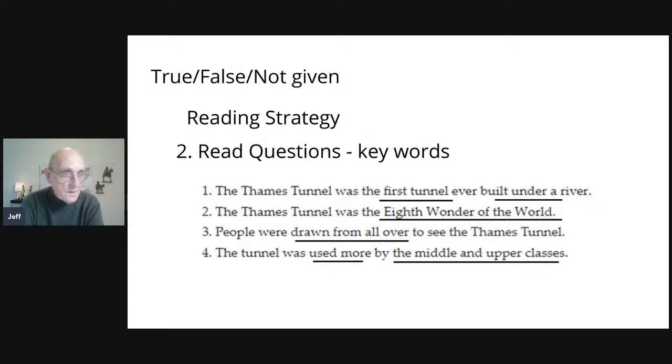And I've underlined some key words. I've looked at the questions, and now it's time to go to the passage. And when I go to the passage, I'm going to skim. Skim means reading every word as quickly as possible, not for understanding, not for memorizing, not even to remember it.